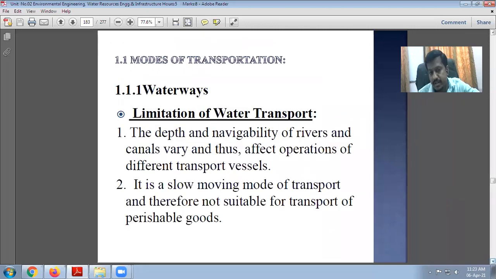Now, what are the limitations of this water transportation system? The depth and navigability of the rivers and canals may vary. It affects the operation of different transport vessels. Now, vessels are nothing but big sized ships.